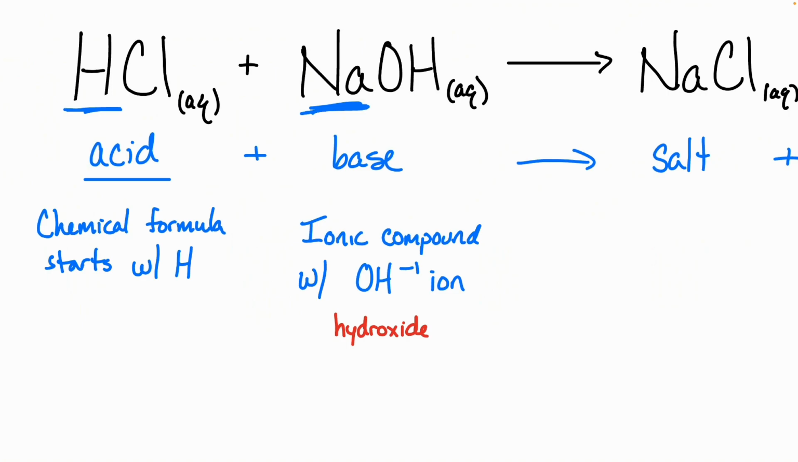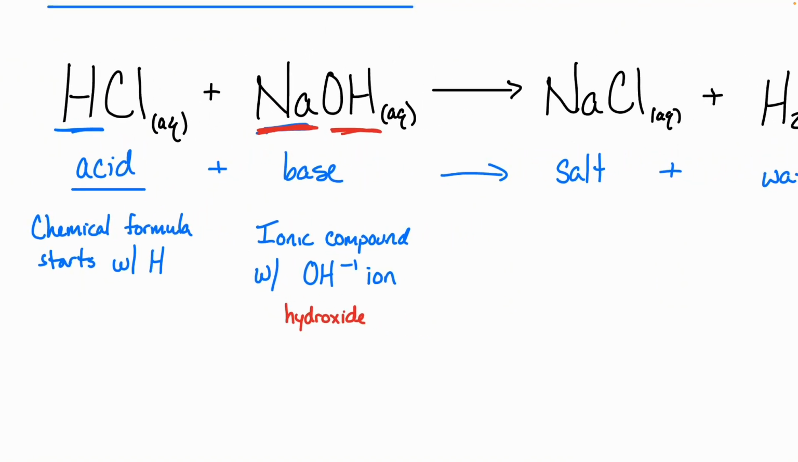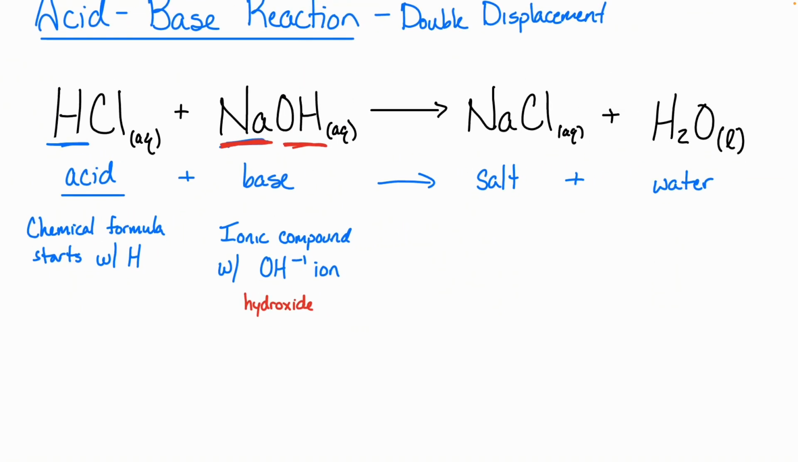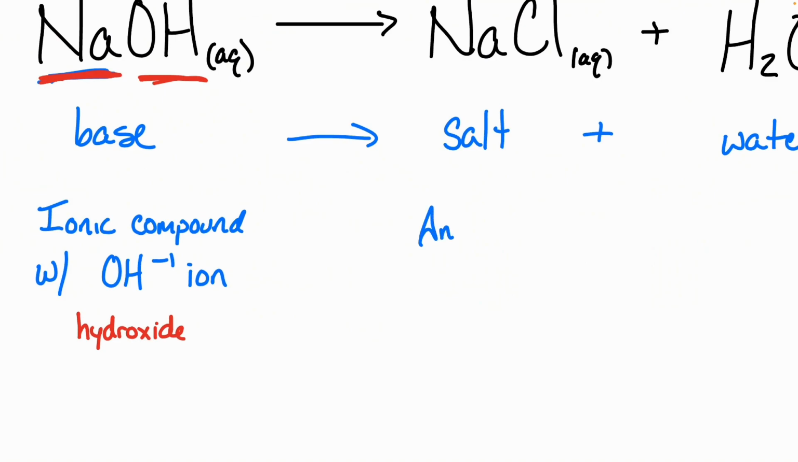Right? So I know I have a base if I have an ionic compound. Remember, an ionic compound necessarily has a metal ion and an anion. And my anion specifically is this special polyatomic ion, the OH minus, the hydroxide ion. Okay? So an acid, a chemical formula that starts with hydrogen, plus a base, some ionic compound containing OH, will produce a salt and water. And importantly, in chemistry, when we say salt, we're talking about any ionic compound.